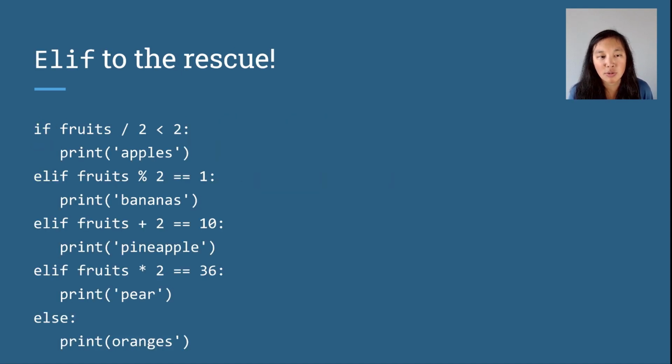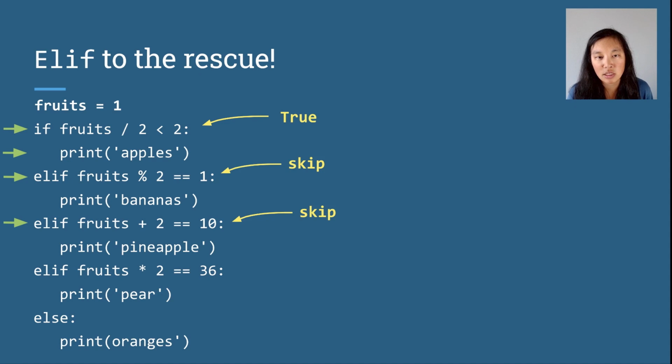So let's do some examples. This is the code that we had before. Let's say fruits is 1. If fruits divided by 2 is less than 2, is this true or false? 1 divided by 2 is 0.5. 0.5 is less than 2, so this is going to be true. And we're going to print apples. We see this elif statement, but we're actually just going to ignore it because the if statement was already true. So we skip that and go to the next elif statement. This is going to get skipped as well, for the reasons I said before. It's going to keep going, see another elif, skip it, and it's also going to skip the else because the if statement above is already true.